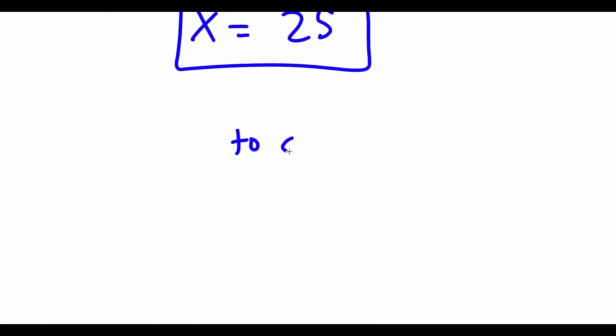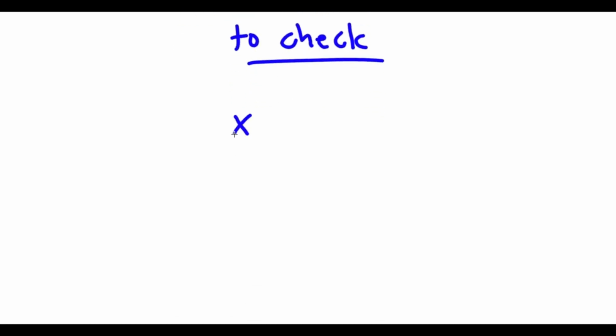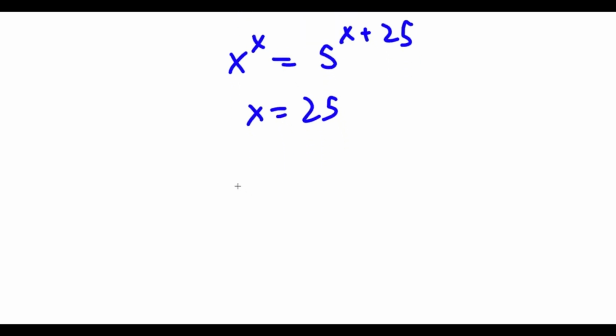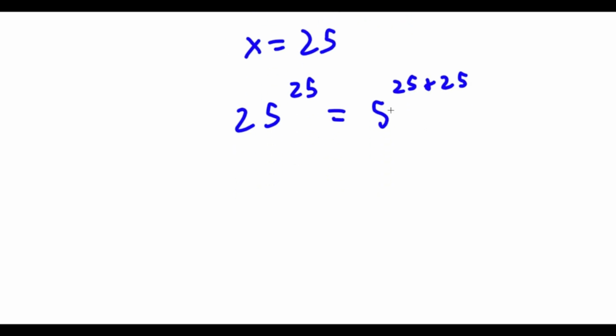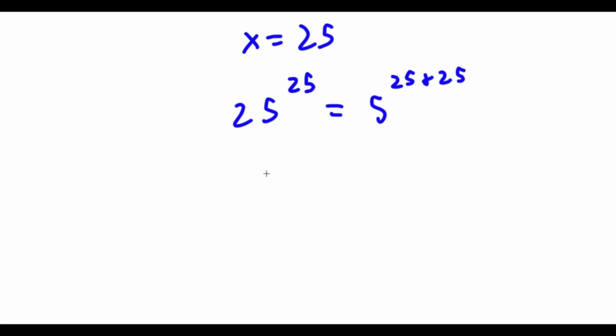So now to check, my original equation was x to the power of x is equal to 5 to the power of x plus 25. So now we know that x is equal to 25, so if I substitute in 25 for x, I get 25 to the power of 25 is equal to 5 to the power of 25 plus 25. Now 25 plus 25 is 50, so I have 25 to the power of 25 is equal to 5 to the power of 50.